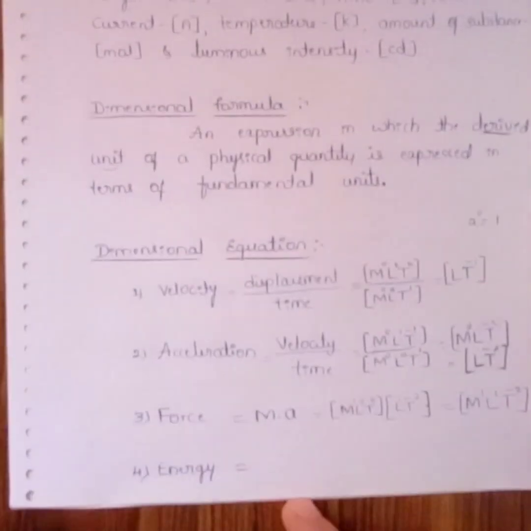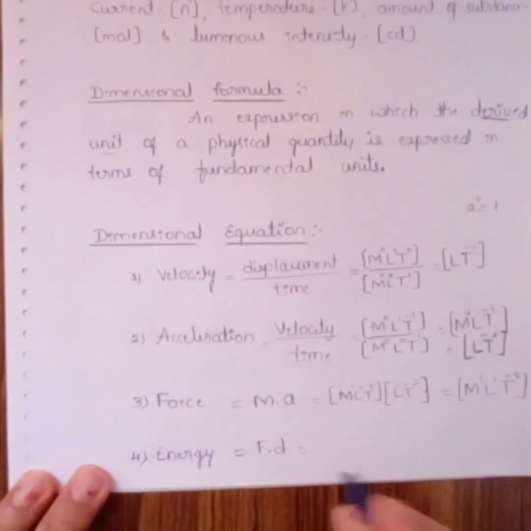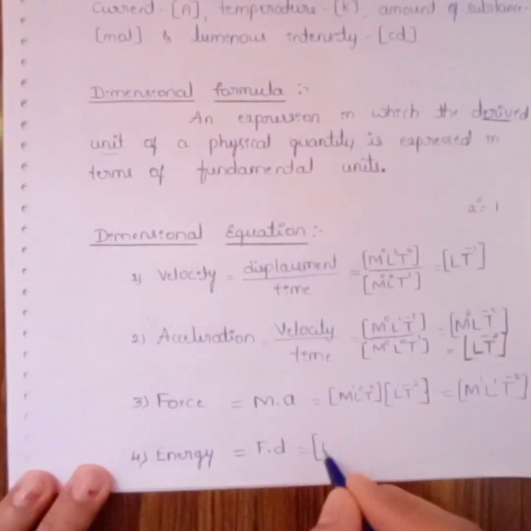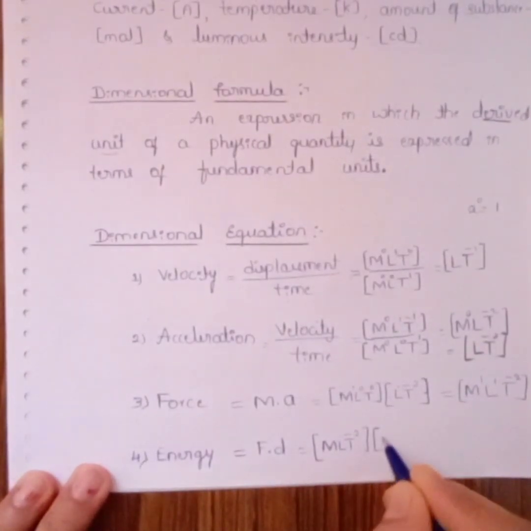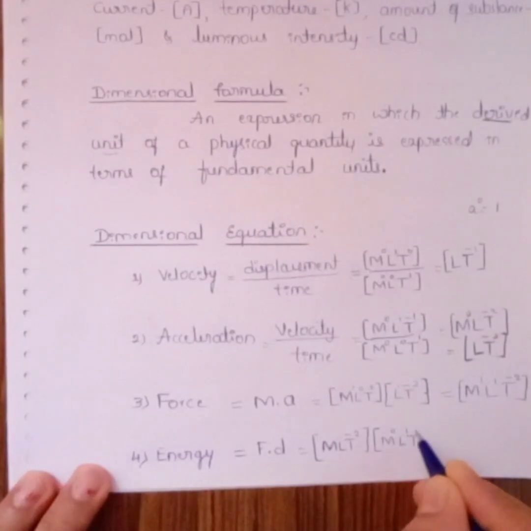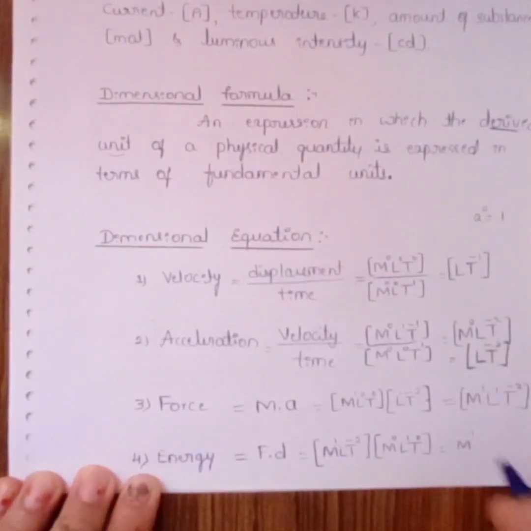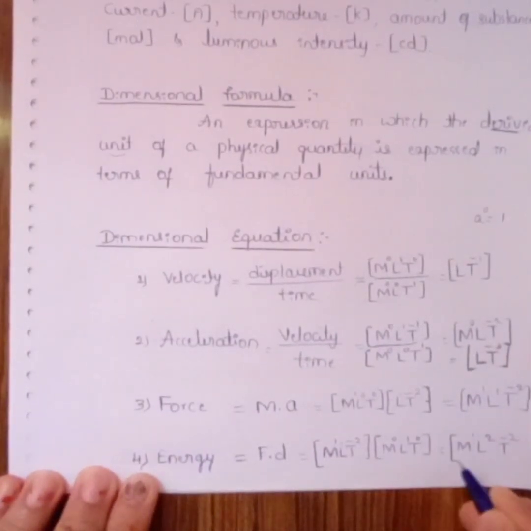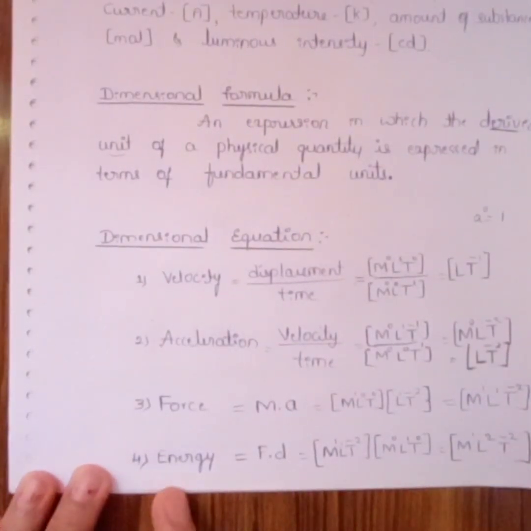Next, we have to write dimensional equation for energy. Energy is equal to force into displacement. Force, you can write dimensional equation as MLT minus 2, and displacement can be written in terms of M0 L1 T0. Here M1 is there, so you will get finally M1 L square T minus 2. ML square T minus 2 is the dimensional equation for the energy.